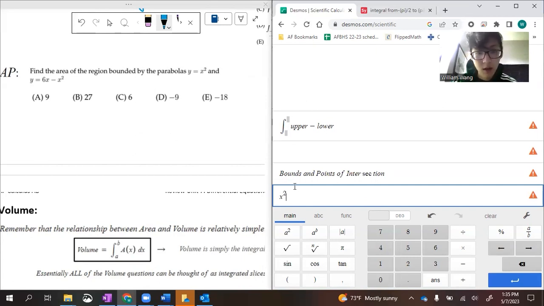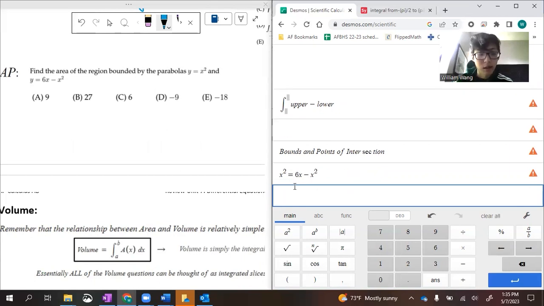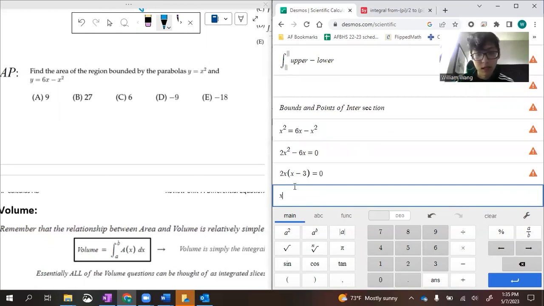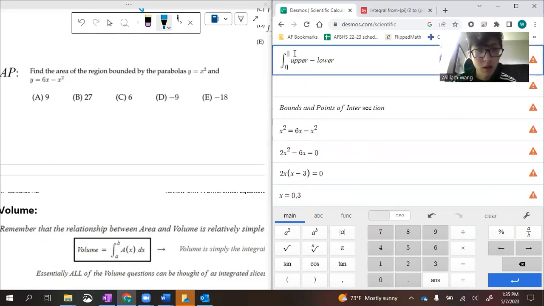So x squared has to be equal to 6x minus x squared. All right, that means 2x squared minus 6x is equal to 0. Yep, so that means 2x times (x minus 3) is equal to 0. That means x is equal to 0 and 3. All right, so my bounds are 0 and 3.